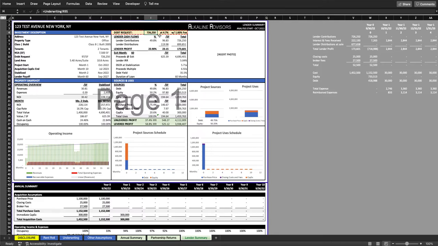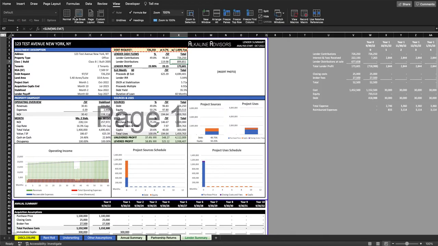You are financing 50%, so that makes sense, right? If you're responsible for bringing in 726,000, you want to take a loan out of 726,000. This shows the lender what their total contributions are, what their total distributions are through the life of their hold period. So in this case, it'll be 60 months, right? Because you're not refinancing.